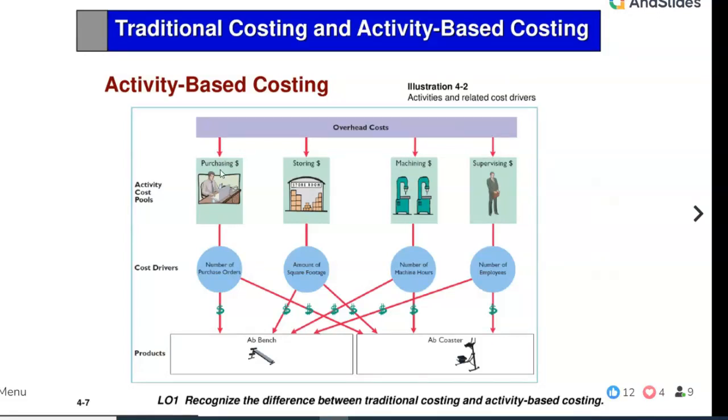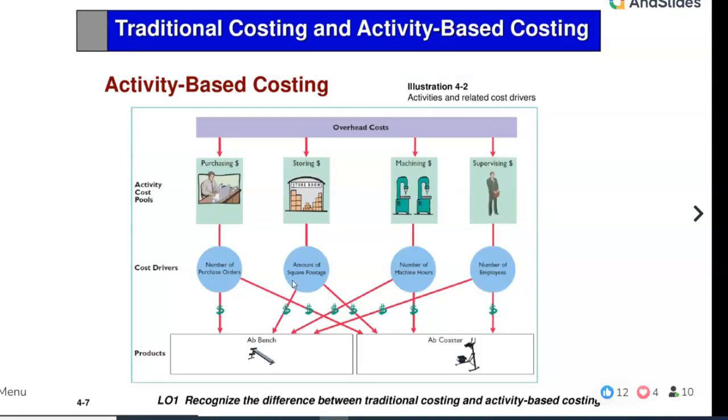I say, okay, the purchasing is going to be $150,000 a year and there's going to be 50,000 purchase orders. So for every purchase order, it's going to be three dirhams a purchase order. How many purchase orders for the bench in a year? Well, that would be 25,000. Okay, so 75,000 of this cost goes to the bench. How many purchase orders over here? Oh, 80,000. Okay, 80 times, what did I say, 400,000 goes here.